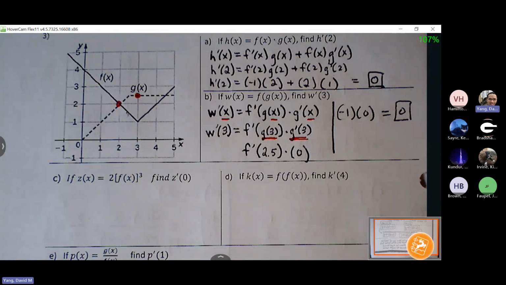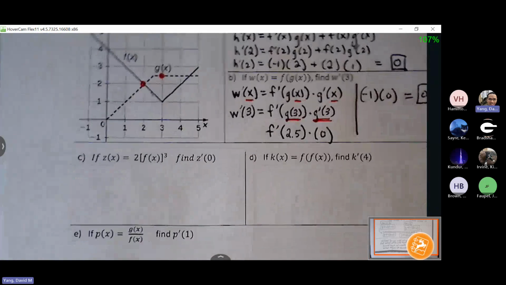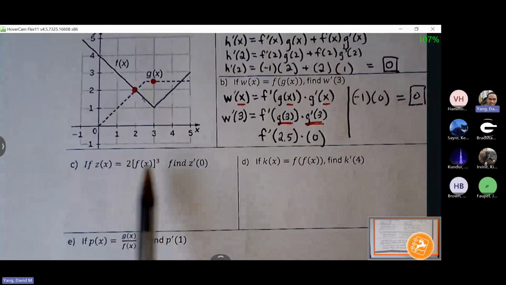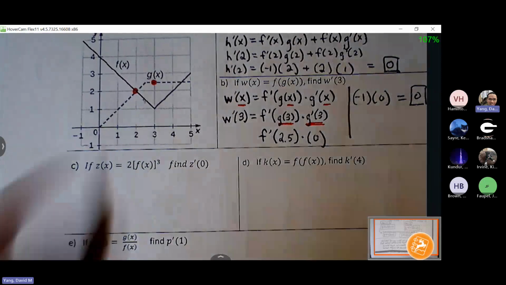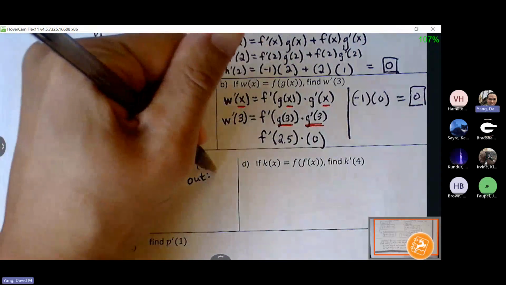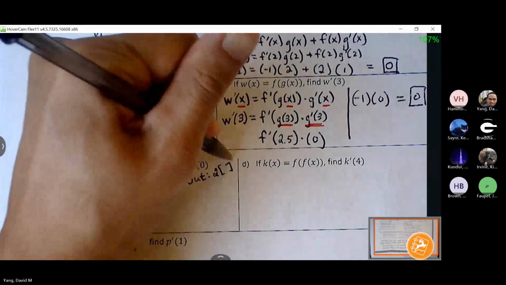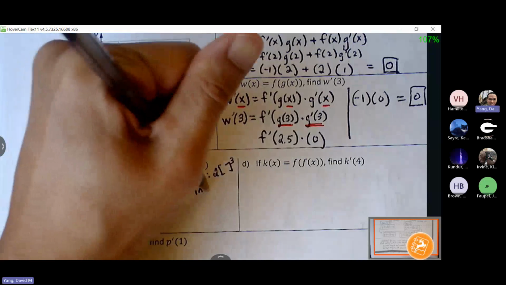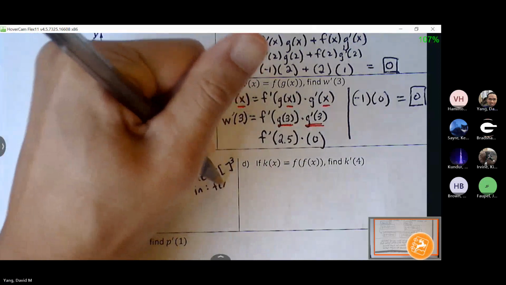Okay, part C, z of x equals 2 times f of x cubed. This is also chain rule. We clearly see an outside-inside portion, so let's build that out. We have our outside being that 2 bracket cubed. And then the inside is the f of x.